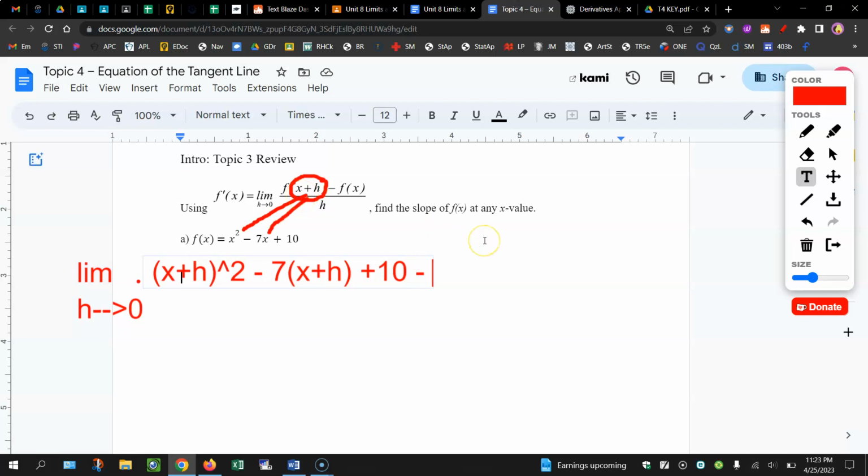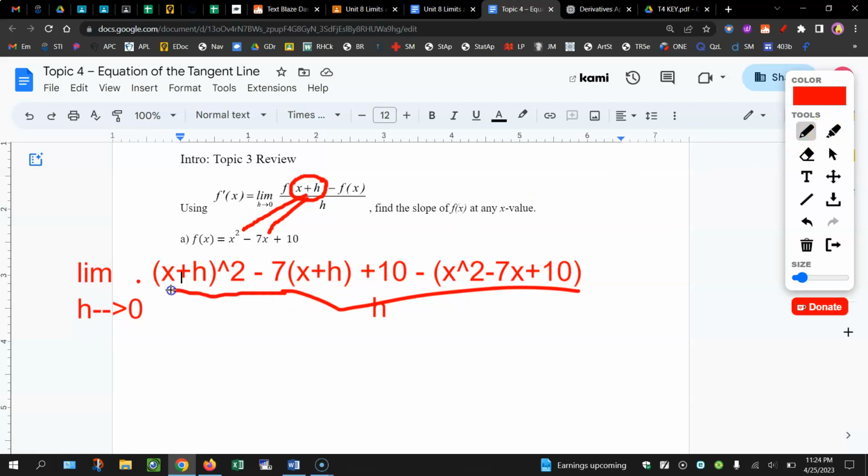Minus, and this is incredibly important that you remember you are subtracting the whole function, so you need parentheses here. Minus x squared minus 7x plus 10. And then this whole thing is going to be divided by h. You get the idea. Our goal is to plug in h is 0. This would be undefined right now. So I'm just going to draw an arrow down here. Technically, you need to write this every step. I'm okay if you do that.